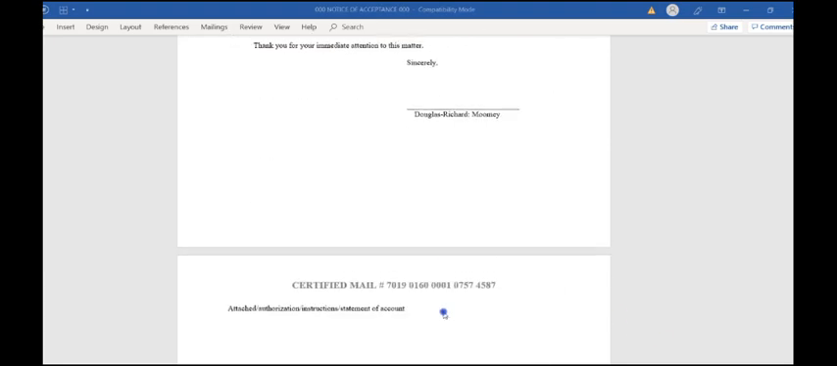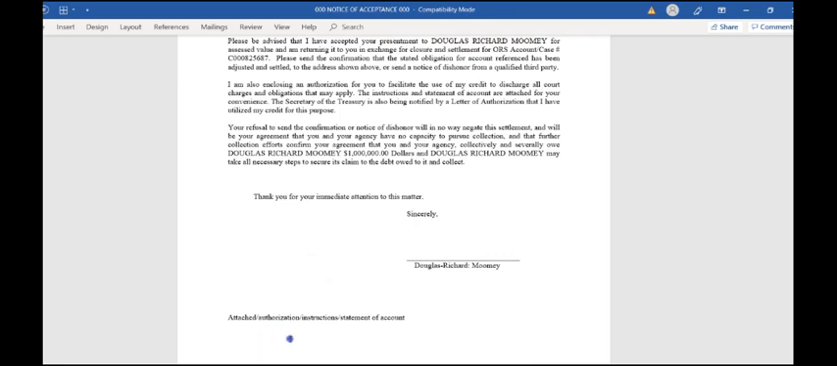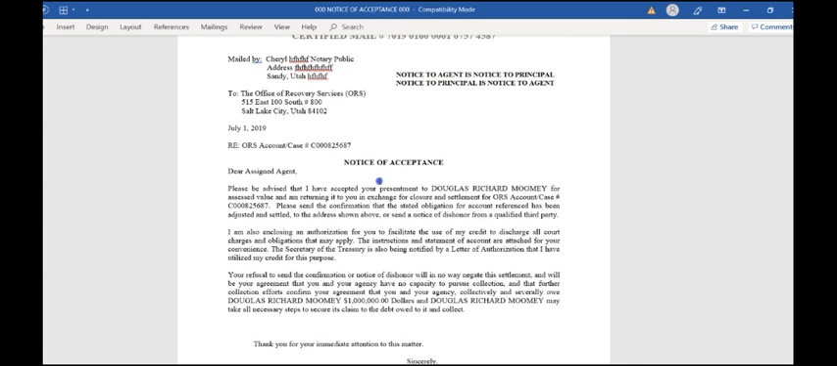Okay, so let's look at a couple documents here. First thing is, this is a one-page document, okay? And it's going to have a couple of things attached to it. It's going to have an authorization. Well, what is that? It's going to have instructions. Well, what is that? And it's going to have a statement of account, okay? These are going to be attached to your notice of acceptance, okay?